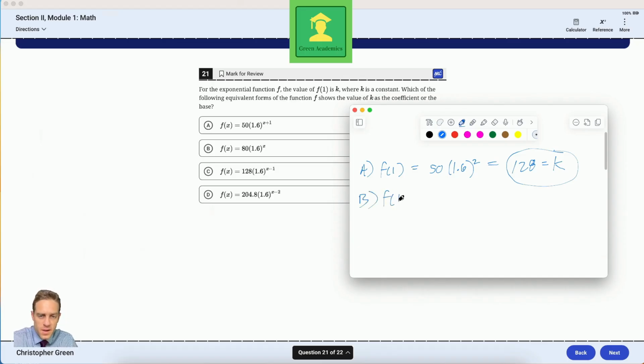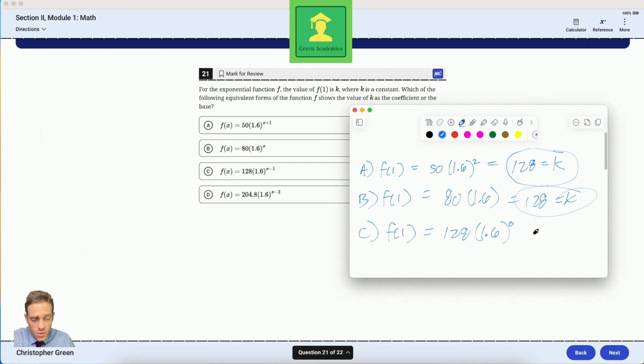Okay? For B as in boy, it would be 80 times 1.6 to the 1, which is again 128, but the number 128 is not itself in the equation. And then for C as in cat, it's 128 times 1.6 to the 0, and anything to the 0 is 1, which is 128 being k, and of course 128 is in the equation, so that's the answer.